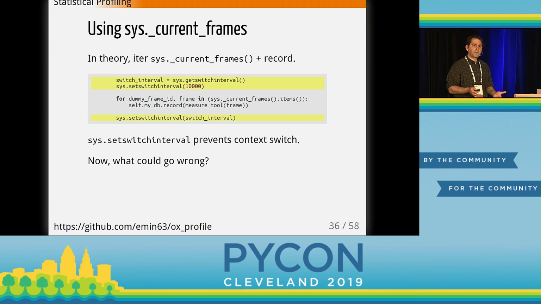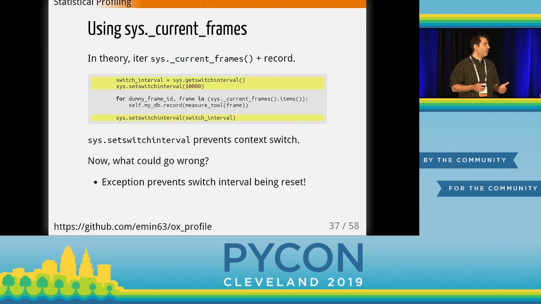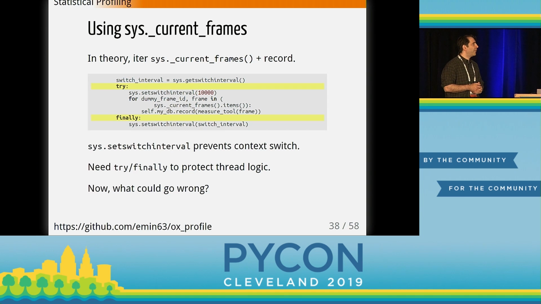Now what could go wrong? Well, anytime you're doing some kind of resource allocation, you always want to keep track of exceptions. Because if you had an exception here, it would prevent switch interval from being reset, and then your threading might start to work strangely. So this isn't really so much specific to statistical profiling, but in general, when you're doing multi-threaded code, you want to be paranoid. So here what you'd want is a try finally, so that no matter what happens, even if there's an exception, you set the switch interval back to whatever it was originally. Okay, good. So we're trying to protect from a context switch. We're using try and finally. Okay, what else could go wrong?